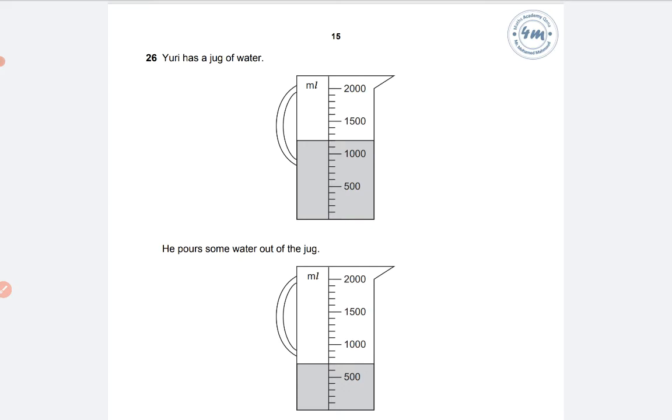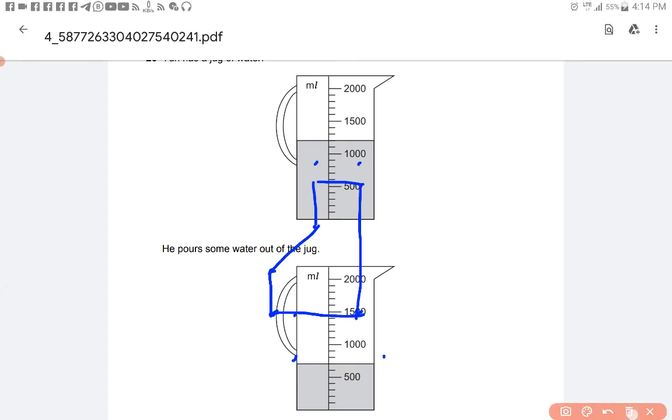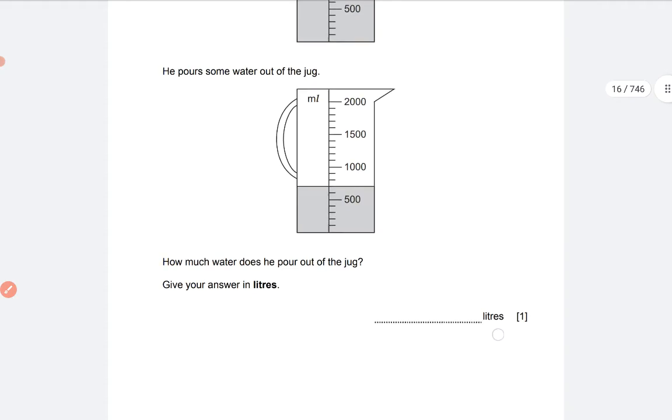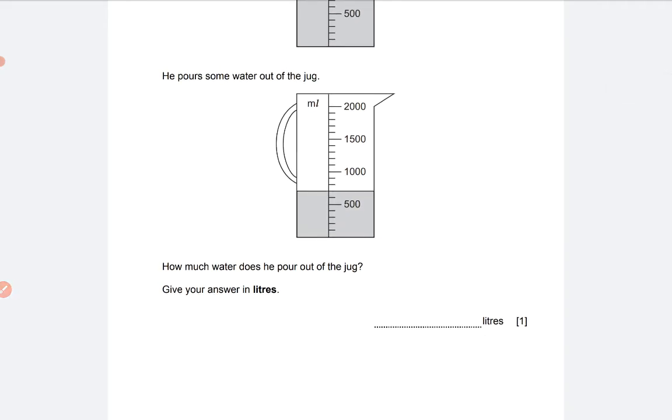So it will be here 1200 and here 700. So if you subtract, 0 minus 0 is 0, 12 minus 7, it will be 500 milliliters. And you want to change 500 milliliters to liters. How much water does he pour out of the jug? Give your answer in liters.